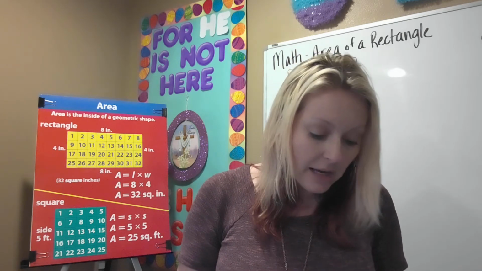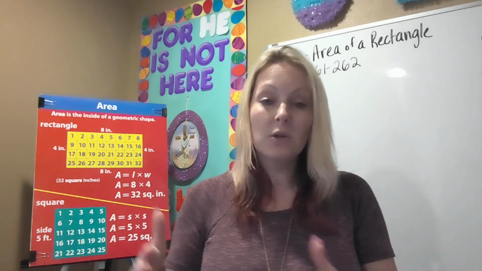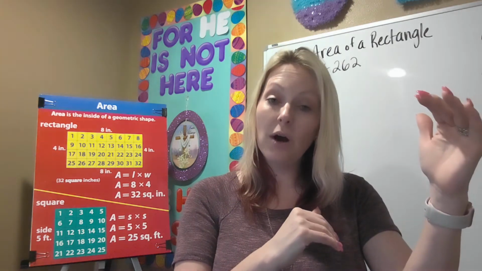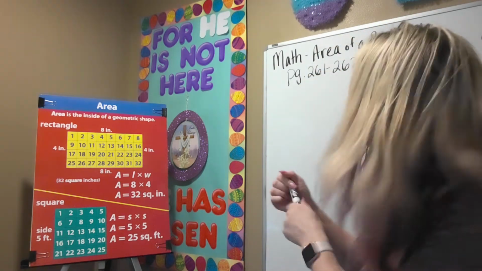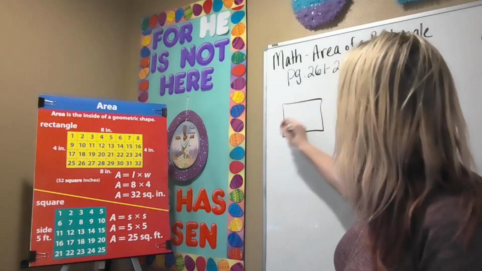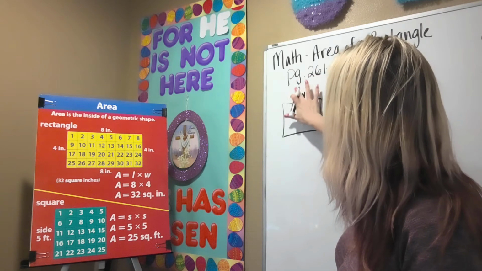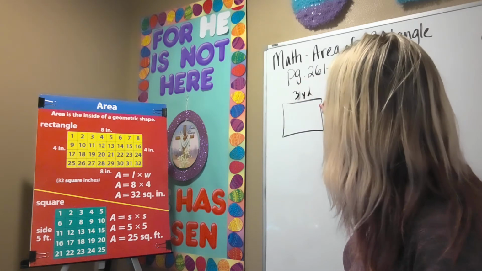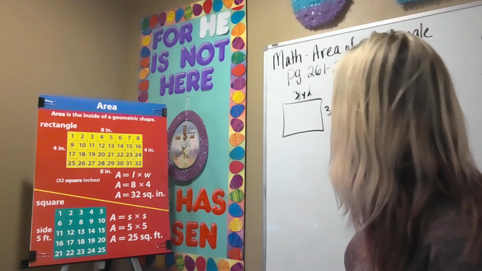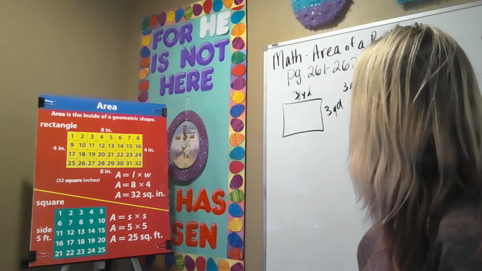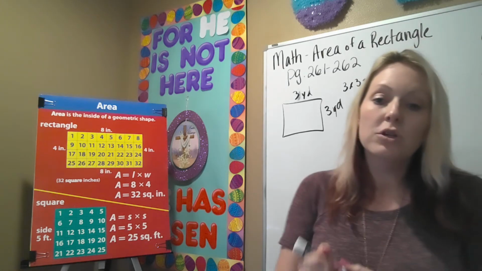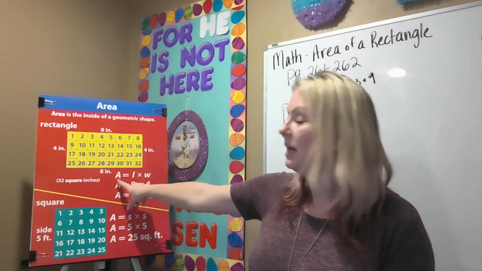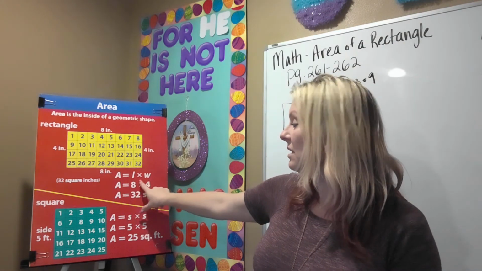So 9 square feet would be 1 square yard, right? Because 3 times 3 is 9. So 3 yards times 3 yards, that would equal 3 times 3 equals 9. That's where it's coming up with that. Do you understand? Okay, so remember, our area is A equals length times width.